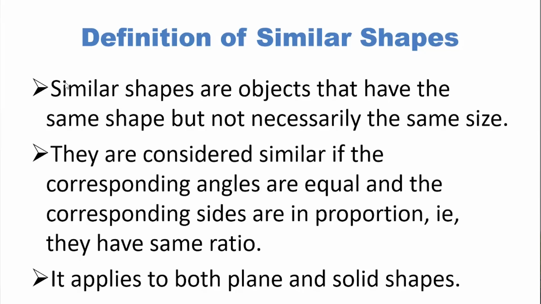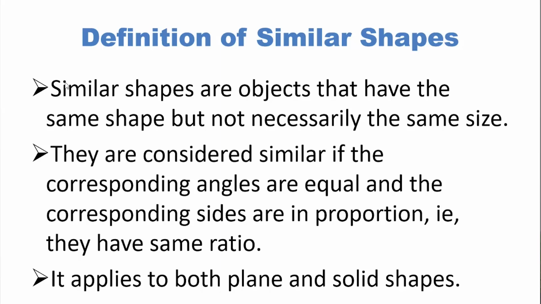Now, they are considered similar. Why will we call them similar? They are considered similar if the corresponding angles are equal and the corresponding sides are in proportion. That is, they have the same ratio, okay? So that is how we know that an object or two objects are similar.